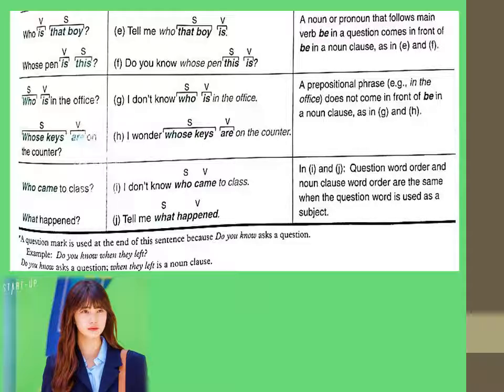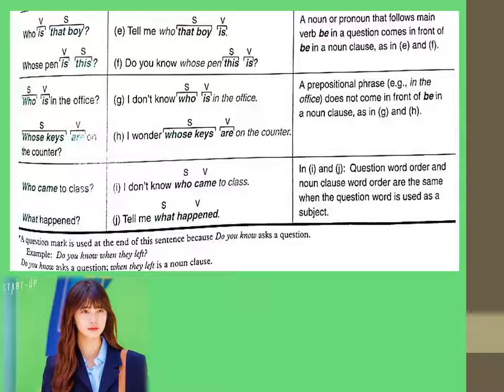A prepositional phrase, for example in the office, does not come in front of be in a noun clause. Let us see examples G and H. Who is in the office? It will be directly, I don't know who is in the office. The subject in this clause is who, and that is becomes the verb. And then, whose keys are on the counter? I wonder whose keys are on the counter. So there is no change in pattern, because here the subject is whose keys and then the verb are.